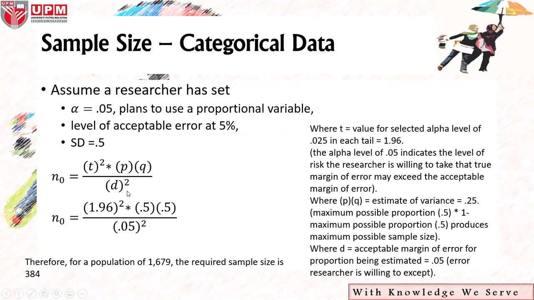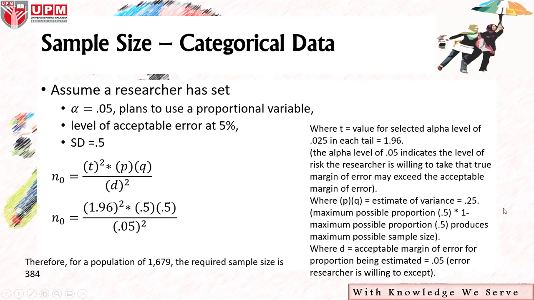Okay. Next one, sample size for categorical data. Okay, so this is the formula. Assume a researcher has set alpha equals to 0.05, plans to use a proportional variable, level of acceptable error at 5%, and then standard deviation equals to 0.5. So the formula is t squared times pq divided by d squared. In this case we replace t squared by 1.96 squared times 0.5 times 0.5, divided by 0.05 squared. Ni senang je lah. Ni plug in je.